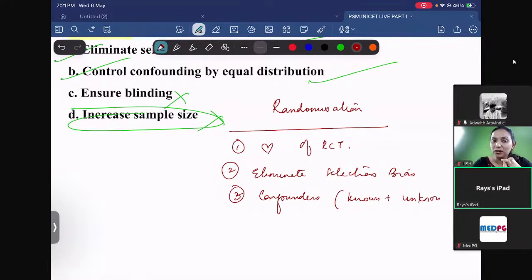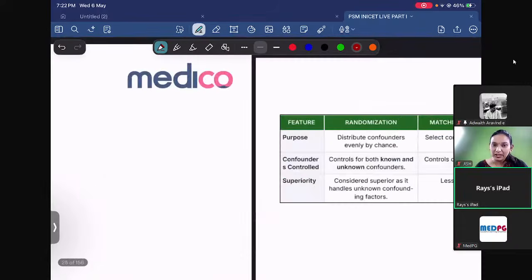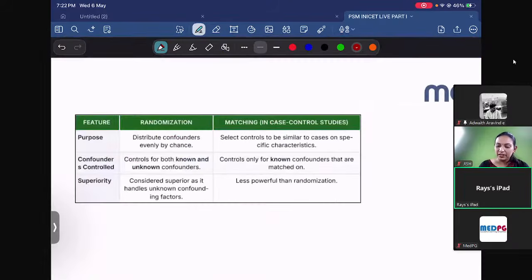In addition to known confounders, it can also distribute the unknown confounders, like you might have genetic factors or other unknown things. Those are also getting distributed in case of your randomization. That's a big advantage of the randomization. Okay, we'll just quickly see a table which compares randomization and blinding.